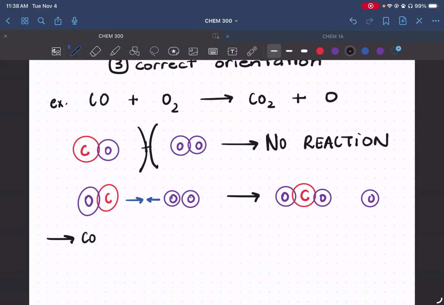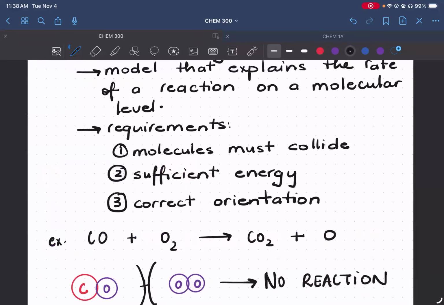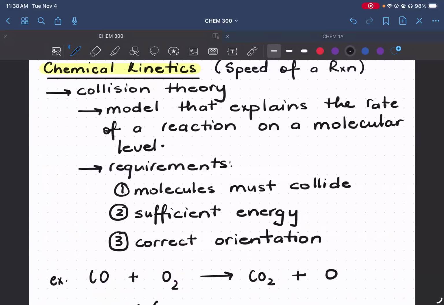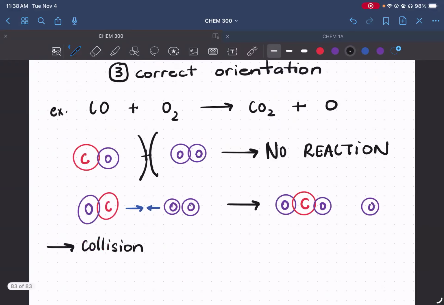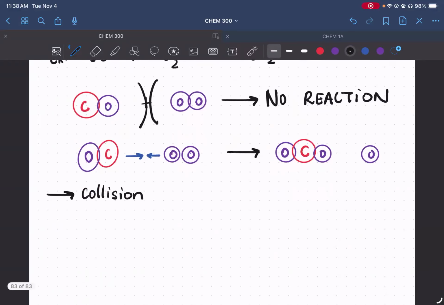So what does this collision depend on? Remember, so far what we've talked about is that collision theory is a model that explains the rate of a reaction, at least on a molecular level, and there are a few requirements. But what does the actual collision depend on?